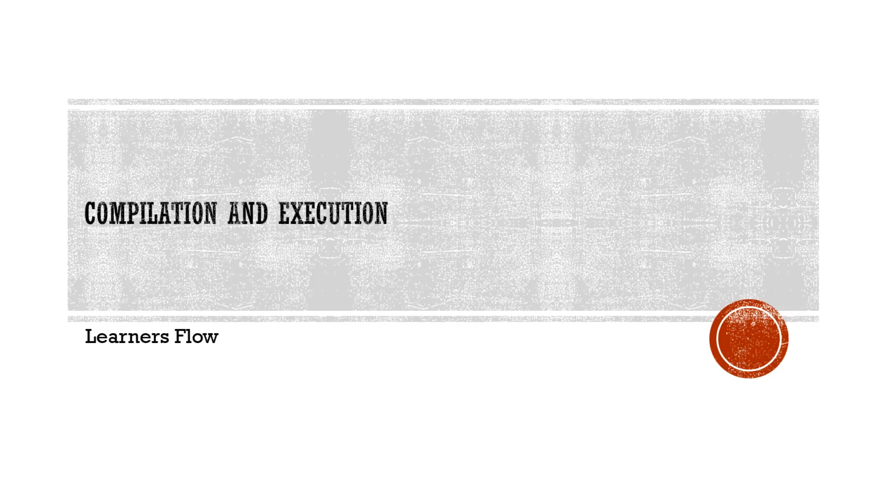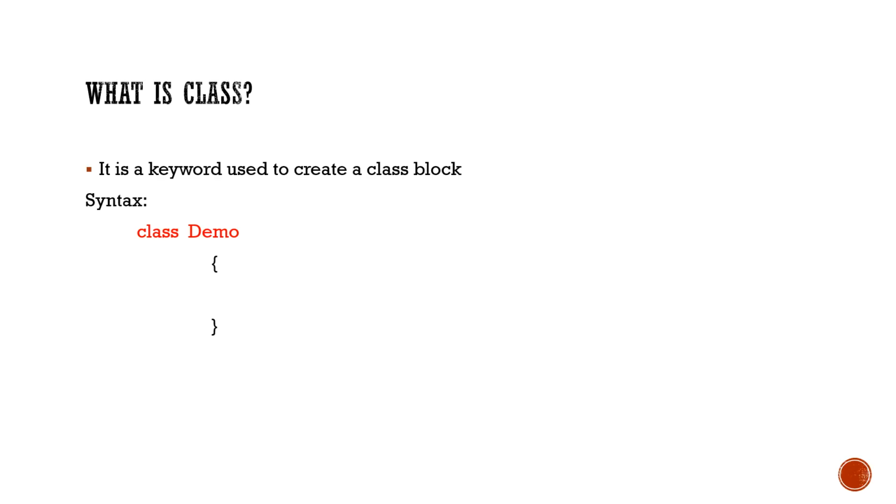So today we are going to see what is compilation and execution. So first, what is class? Before going to compilation and execution, let us understand the basic thing, that is class. It is a keyword, meaning it already existed. If something already exists, we say it is a keyword. It is a keyword used to create a class block.